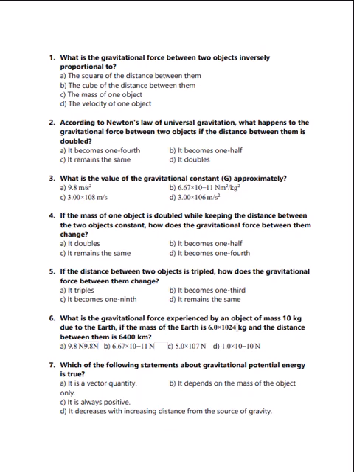Question number 7. Which of the following statements about gravitational potential energy is true? So the options are: A. It is a vector quantity, B. It depends on the mass of the object, C. It is always positive, D. It decreases with increasing distance from the source of gravity. So the correct answer for question number 7 is C, that is, it is always positive.